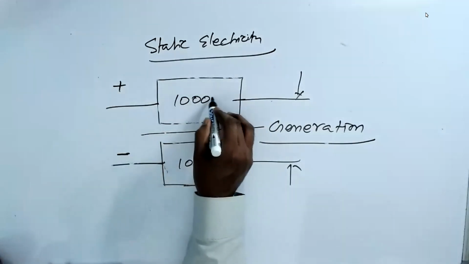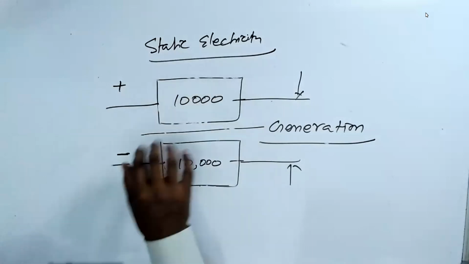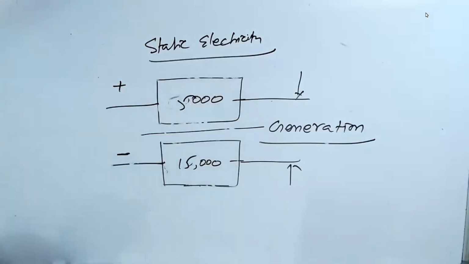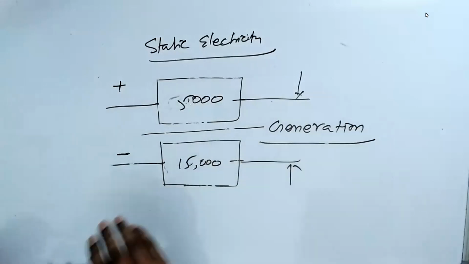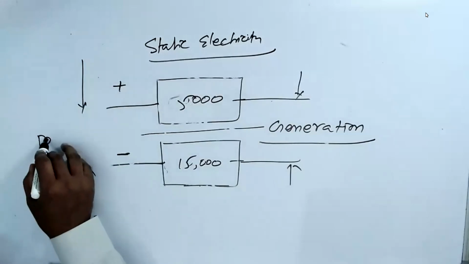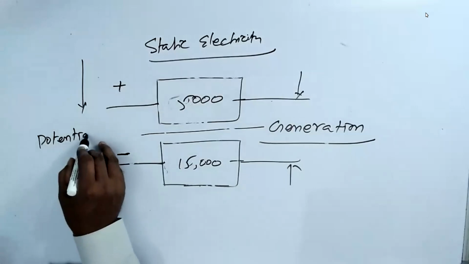10,000, 10,000, that's natural. Now I make this guy 5,000 and this guy 15,000. That process is called generation. Generation is where I make a difference. So the difference is called potential difference.